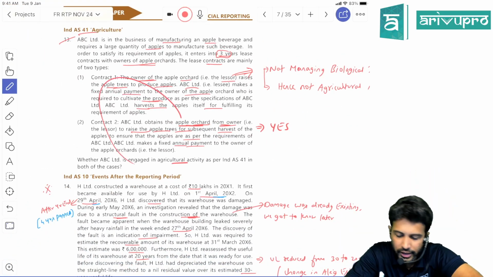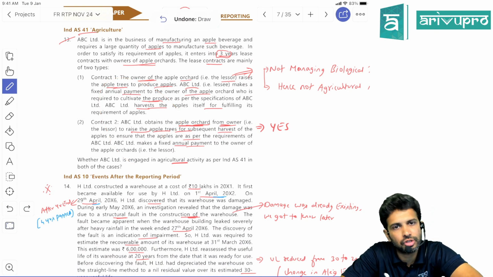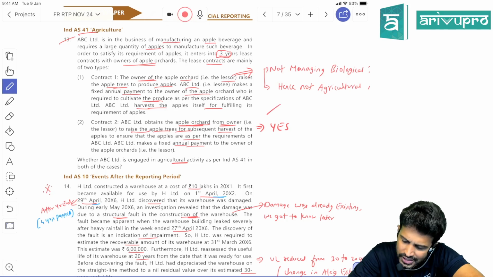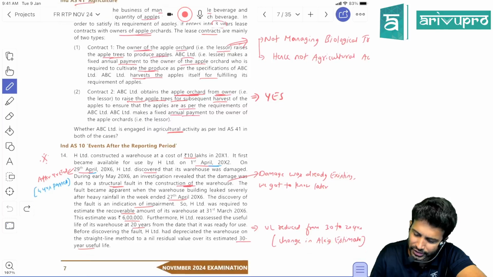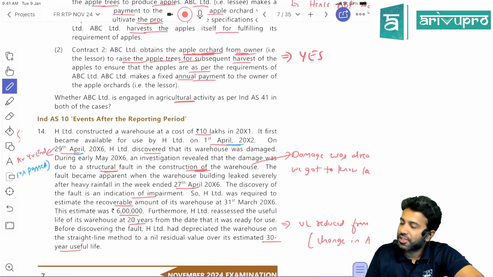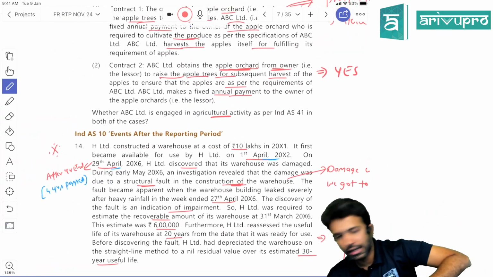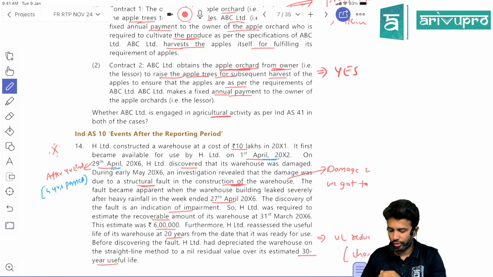That's all the question is about. Are these two contracts an agricultural activity or not for us to apply Ind AS 41? First one no, second one yes, it is. That's it, sir. Very, very simple question. Can we go for the next one? Yeah, the next one I would say is a little different. So a little important, you could say.